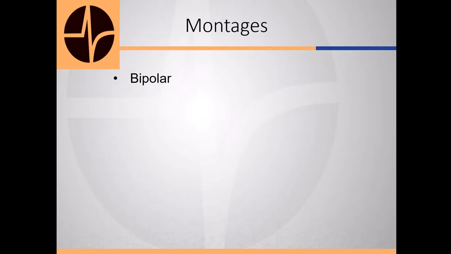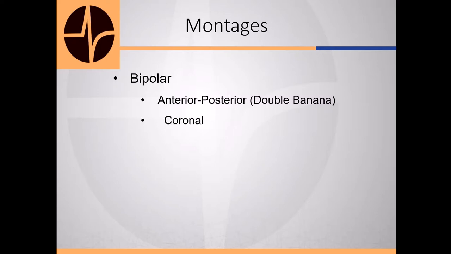Our montages. You have bipolar, which is anterior-posterior, which is generally what is used in the operating room. It's also known as double banana. Anterior-posterior is recording from the front to the back, and it is left over right in the U.S. Again, in Europe, it's right over left with the midline between.